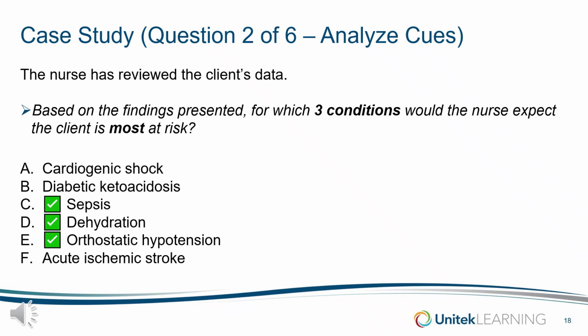Based on the client findings, the client is most at risk of developing sepsis due to the concern of infection, dehydration, and orthostatic hypotension. The patient's vital signs raise concern for fluid status issues, which can lead to the orthostatic hypotension.